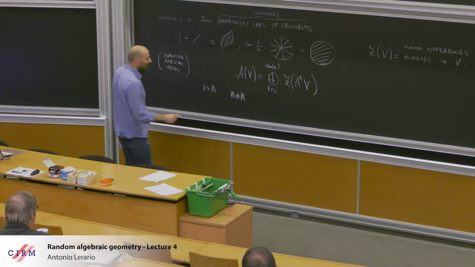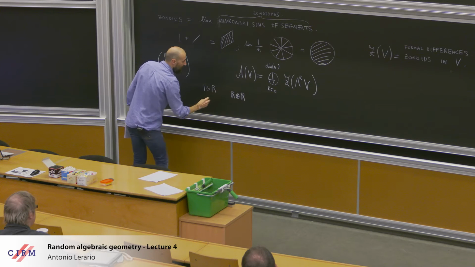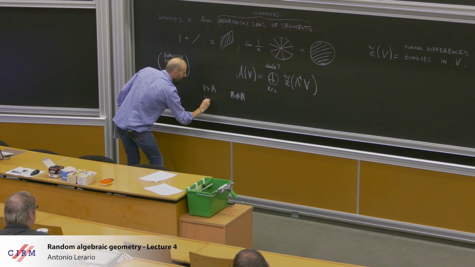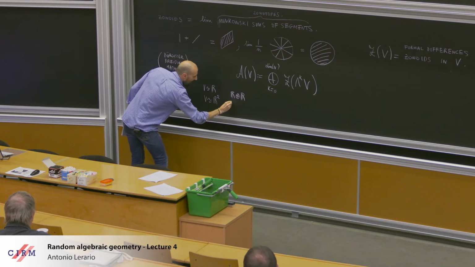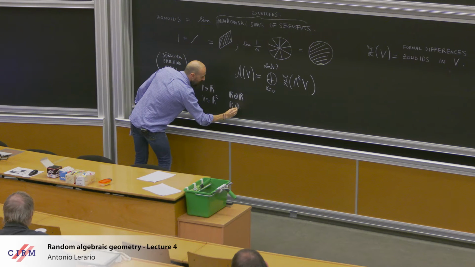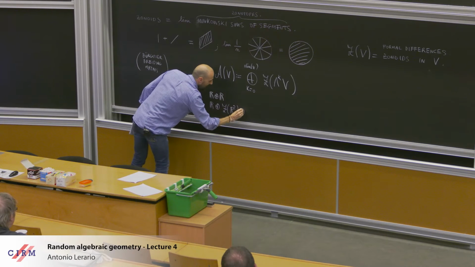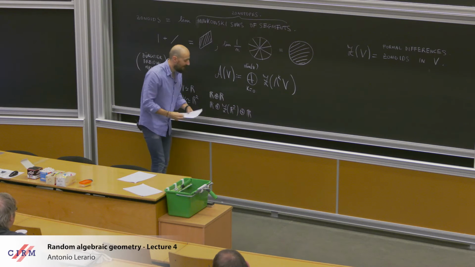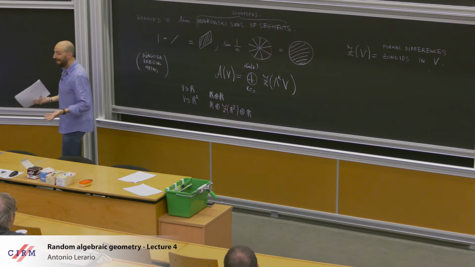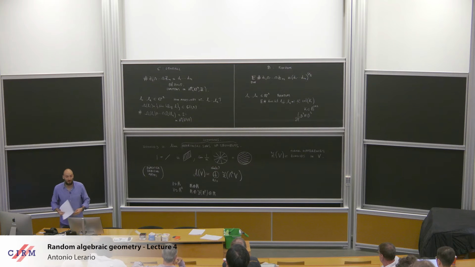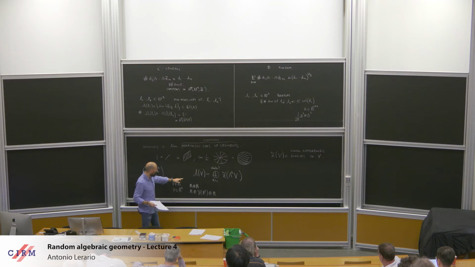But as soon as V is of dimension at least 2, then this becomes more complicated. It's R, then there are the zonoids in R2, and then there is R again. But what I just said is that zonoids in R2 are precisely centrally symmetric convex bodies. So it's a huge space, very large. It's finite dimensional only in the case when V is of dimension 1.